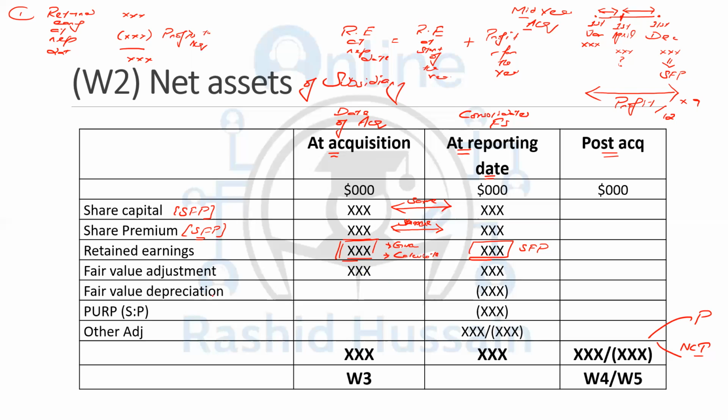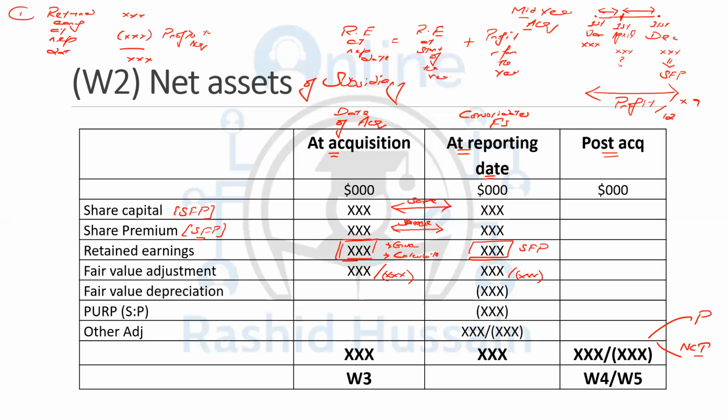Now we have the fair value adjustments. Now, what is fair value adjustment? This is the same thing which we have discussed within the property, plant, and equipment. When you are having an upward fair value adjustment, that means the fair value is more than the carrying value, then you need to add these figures at acquisition and reporting date. If the fair value is less than the carrying value, then you need to deduct these figures from acquisition and reporting date. We have done 2 examples of it, both upward and downward.